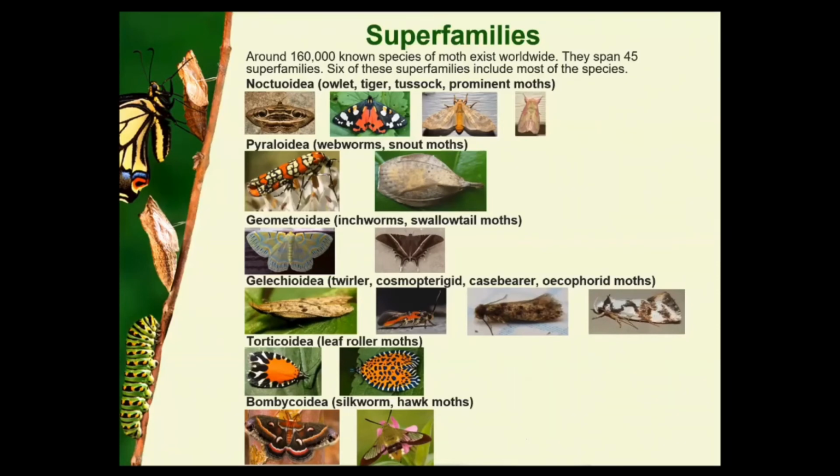So this is Noctuoidea: owlet, tiger, tussock, and prominent moths. Pyraloidea: webworms and snout moths, which are pretty cool. Snout moths have these cute little noses. Geometroidea: inchworms and swallowtail moths. Gelechioidea: twirler, cosmopterigid, case bearer, and ethmiid moths. These are leaf roller moths, and there's Bombycoidea: silkworm and hawk moths.